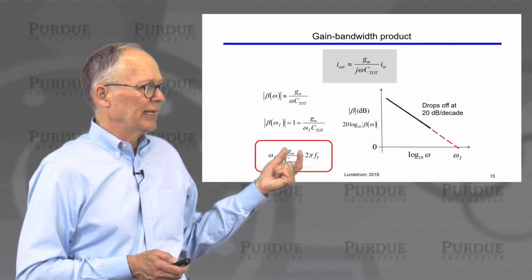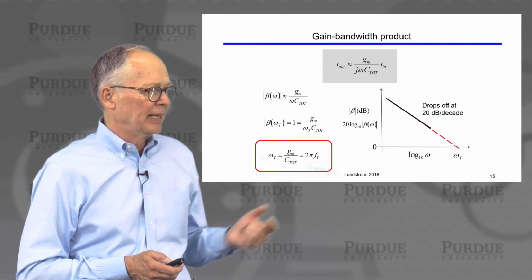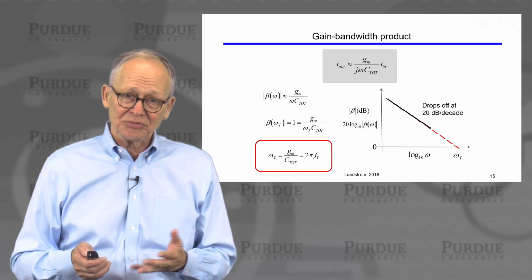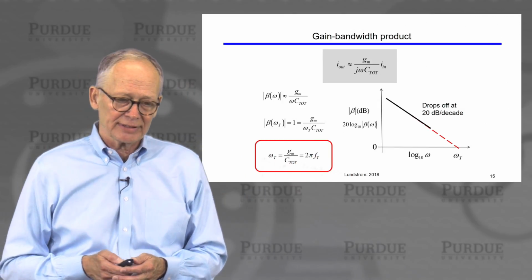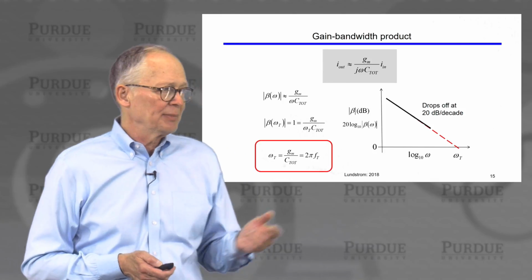So we've deduced that omega t is g sub m divided by C total. That's 2 pi times f sub t. Omega is in radians per second. F is in hertz or inverse seconds. It's sort of easy to remember.